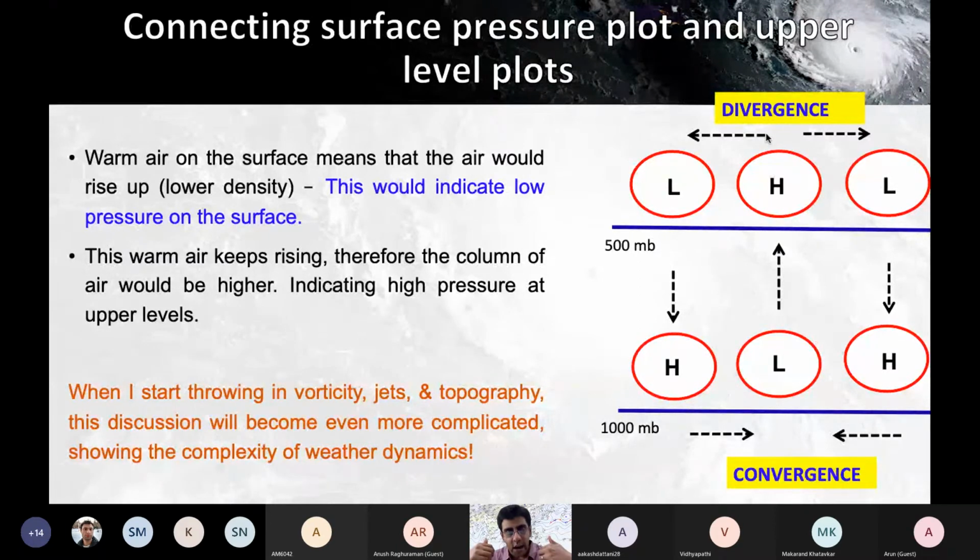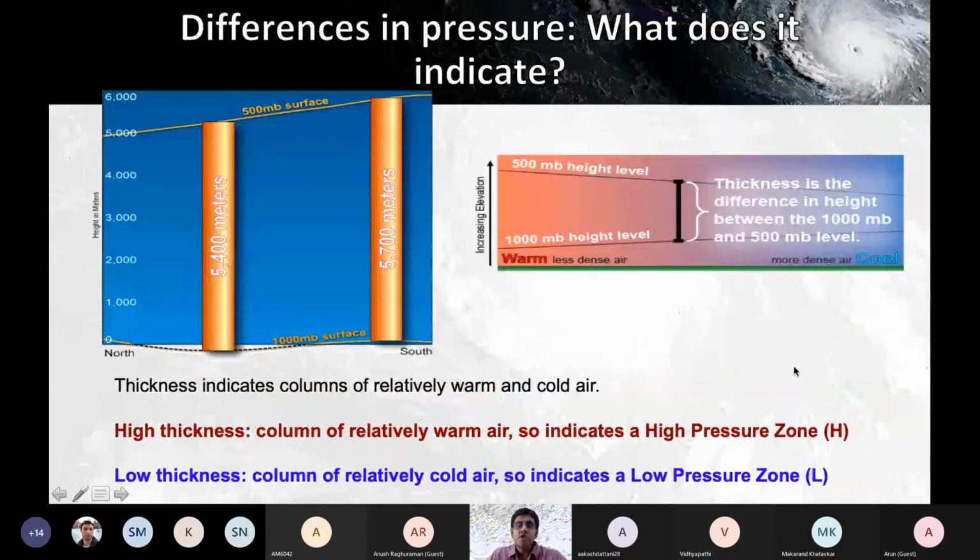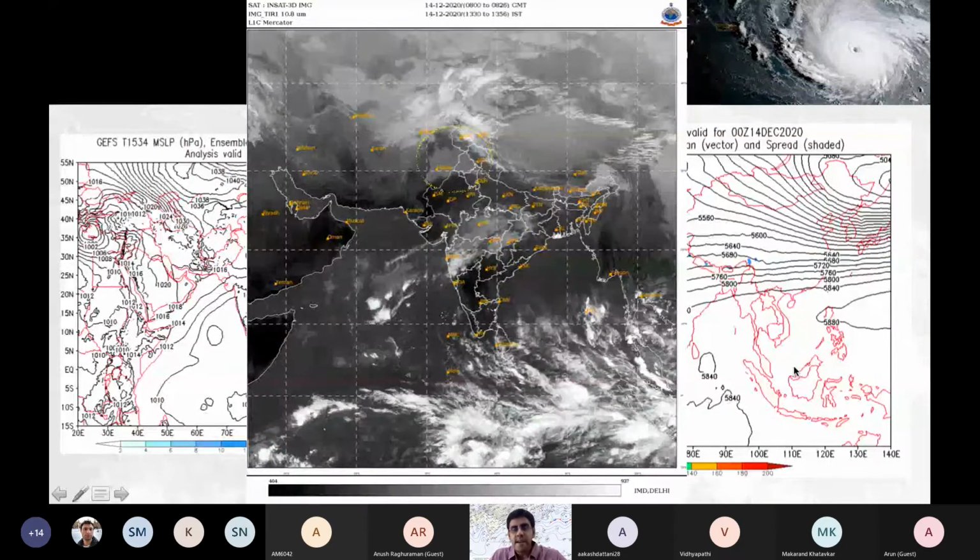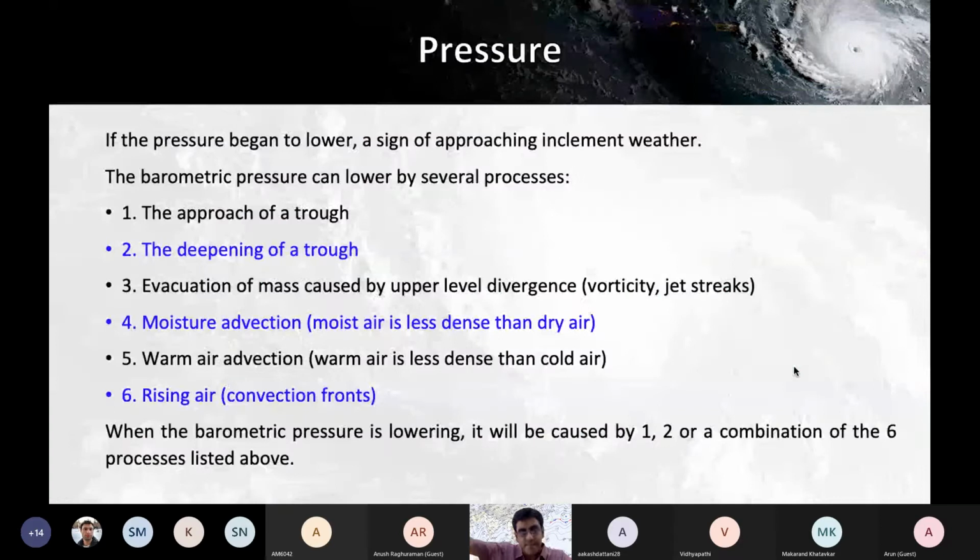Now, to have the pipe fully filled with water, something has to come in, right? Then only the pipe will be filled with water. Otherwise, the pipe will become empty. That's exactly what I'm talking about. Evacuation of mass means automatically there has to be convergence, because whatever void has been created should be filled by air moving from down to up. So surface pressure can become lower by sudden evacuation of mass at higher levels. Why does that happen? It happens because of vorticity, jet streams, jet streaks. That's a completely different phenomenon, which we will talk about in the afternoon and tomorrow.